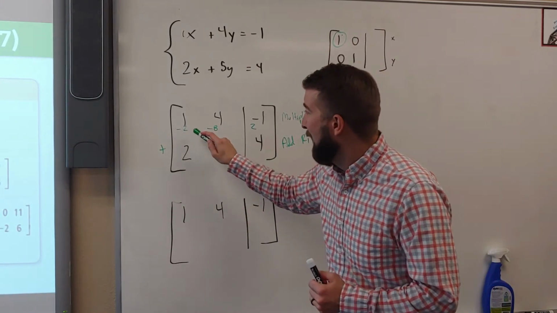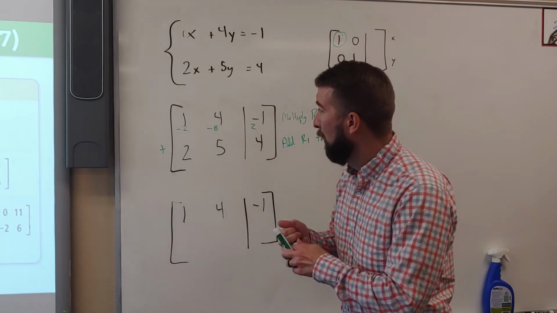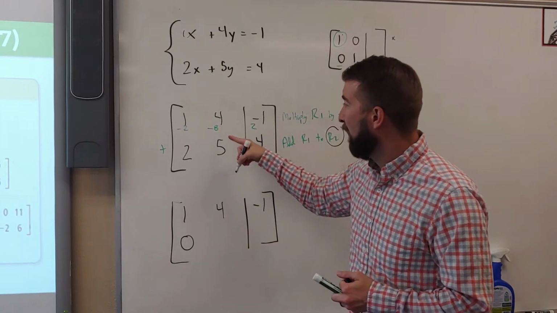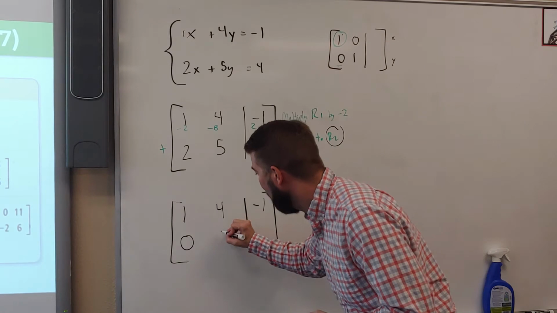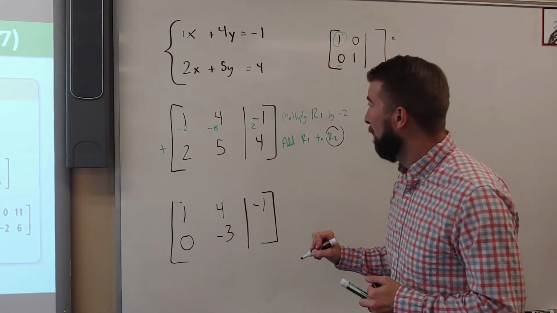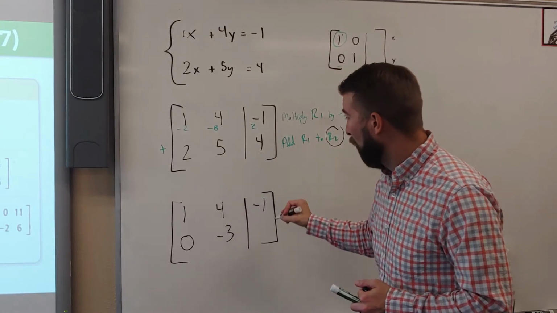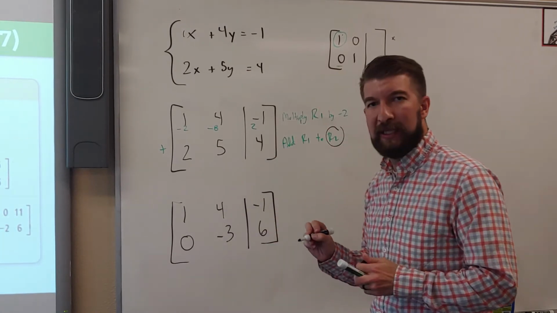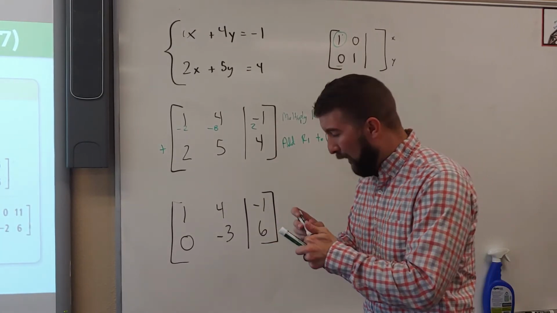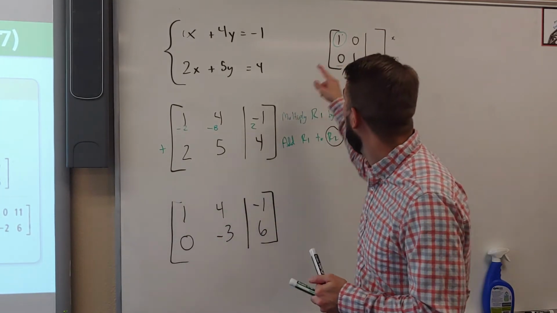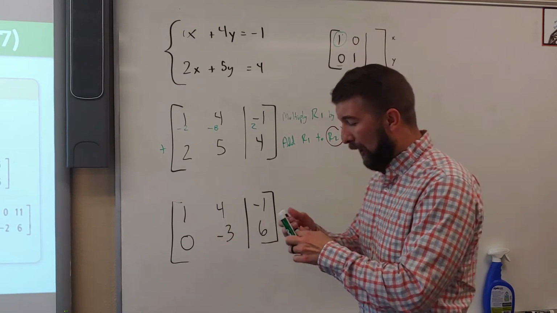So negative 2 plus 2 equals 0. Negative 8 plus 5 equals negative 3. 2 plus 4 equals 6. Now, I look, and I still should have a 1 right there, which I do. And now I have a 0. So I can circle that.